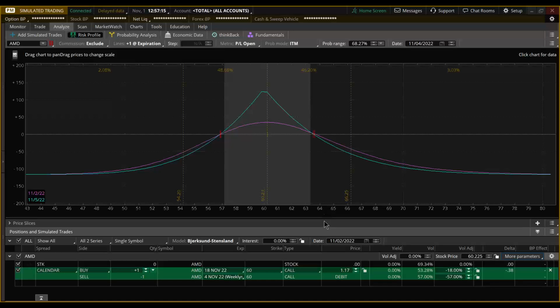And I'm going to leave the modeling of the IV crush in there.